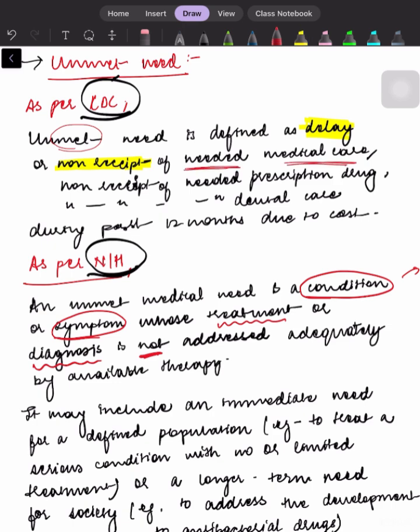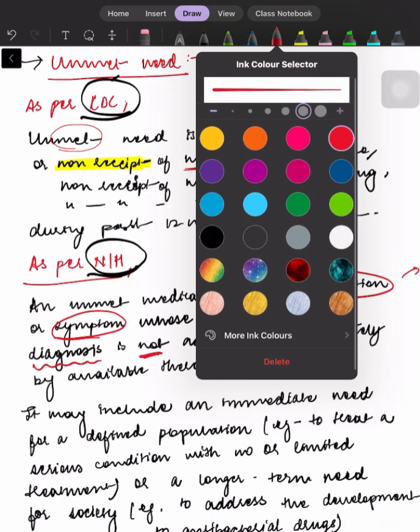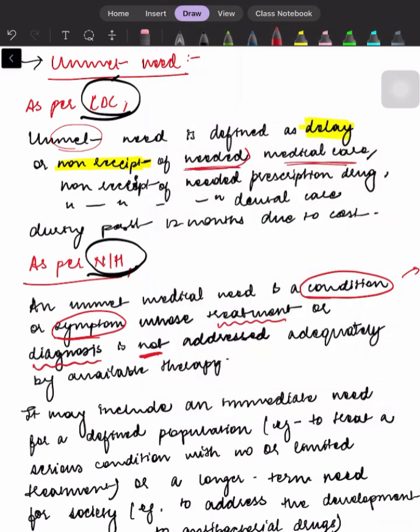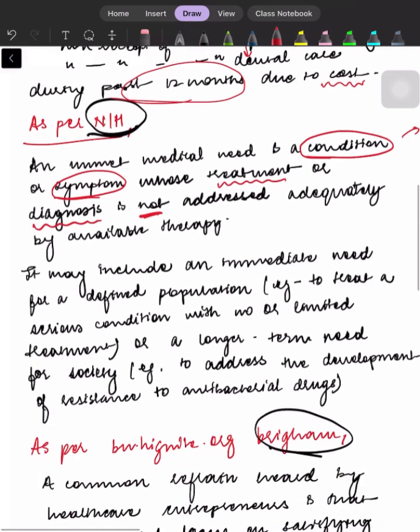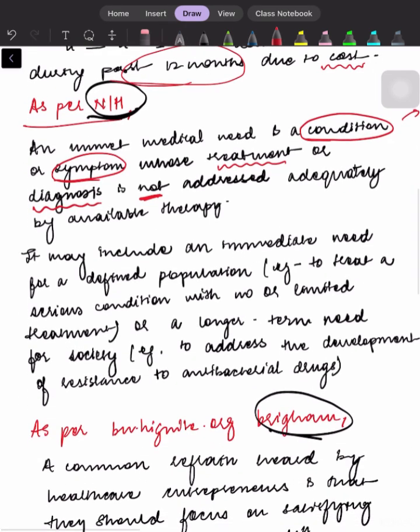Not unnecessary. I would like to express how they have used the words needed medical care. Very easy. Again, non-recipient of needed medical care, needed prescription drug, or needed dental care in the past 12 months due to cost. Now, as per NIH, this is the definition that I like or I would go with.